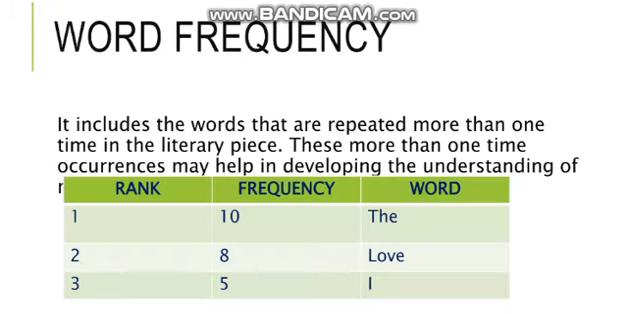So analysis depends on word frequency also. It includes the words that are repeated more than one time in a literary piece. So this occurrence of more than one time may help in developing an understanding of what a writer wants to convey and what his thoughts were.